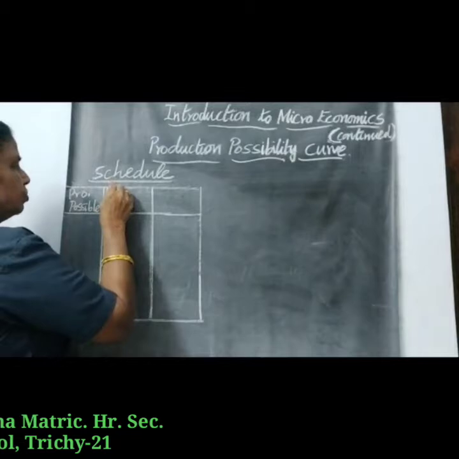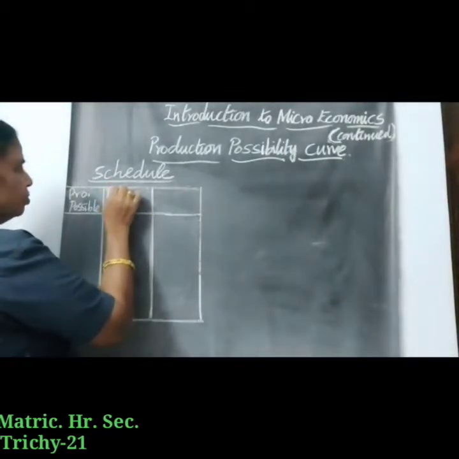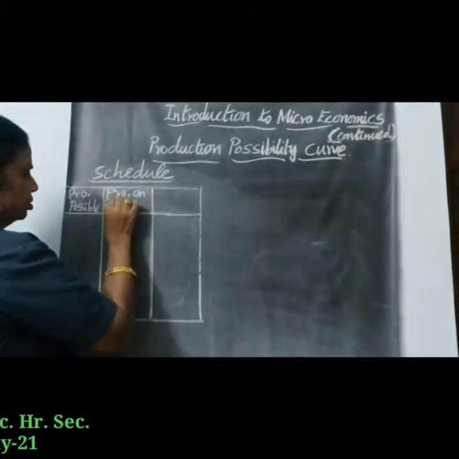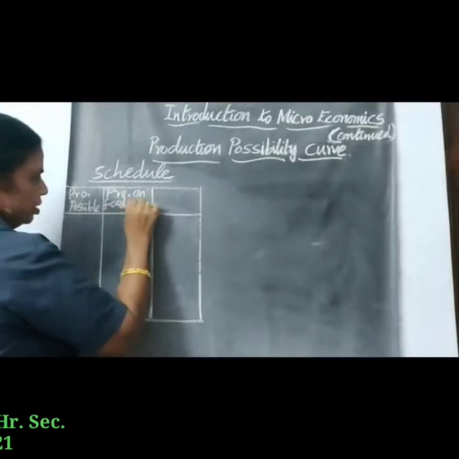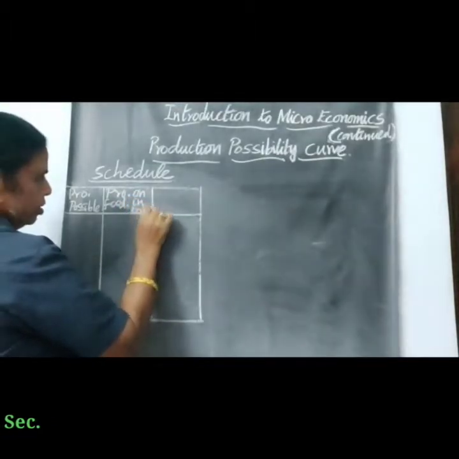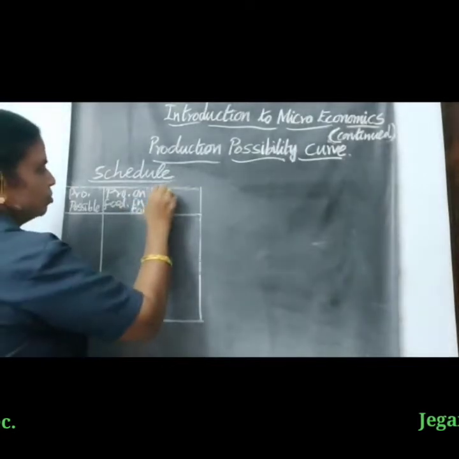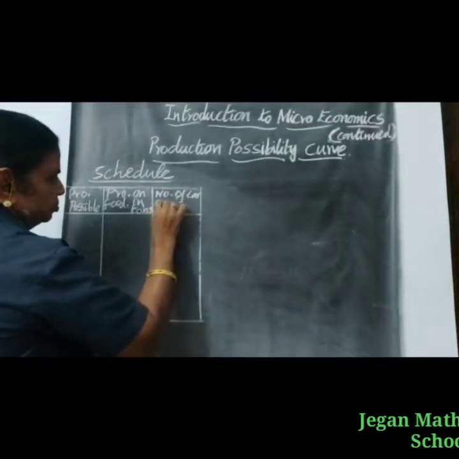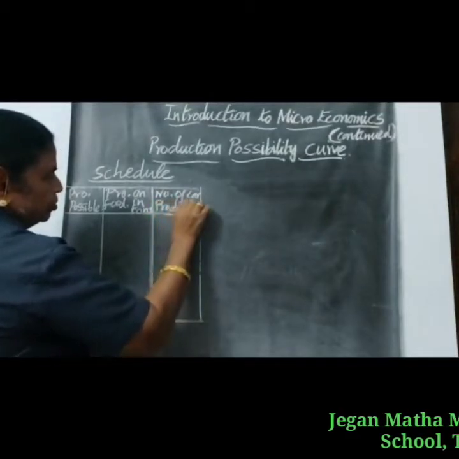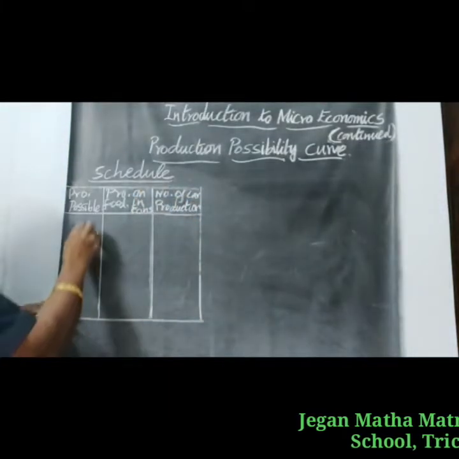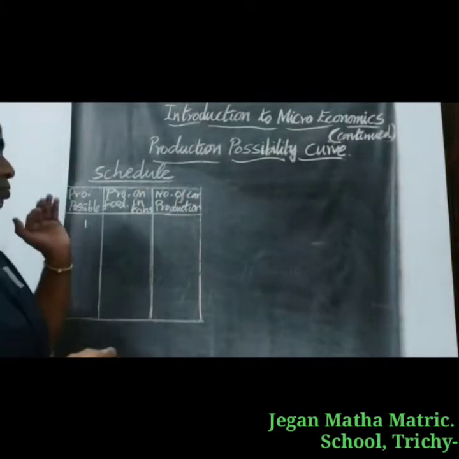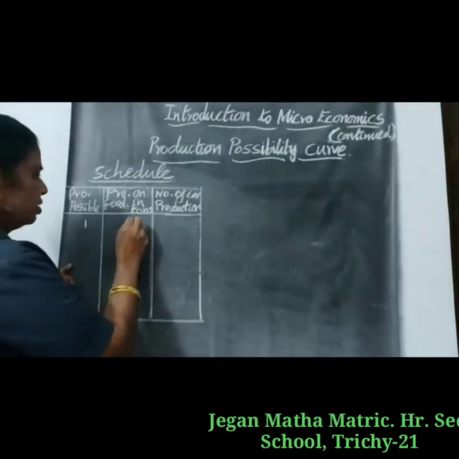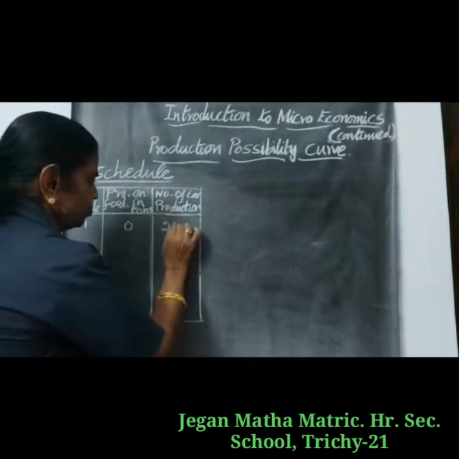And here, production of food in tons, okay, so that we can write it here. Here, number of cars production. Number one, where we have production of food, that is production of food is 0, then cars can be produced 25.